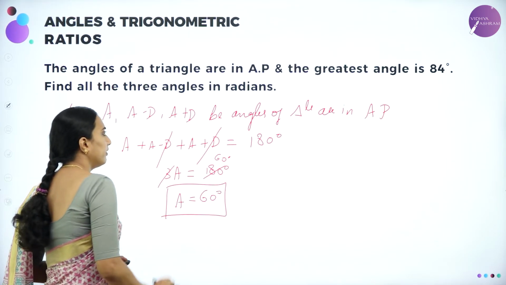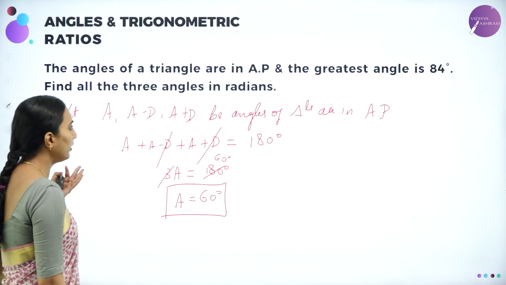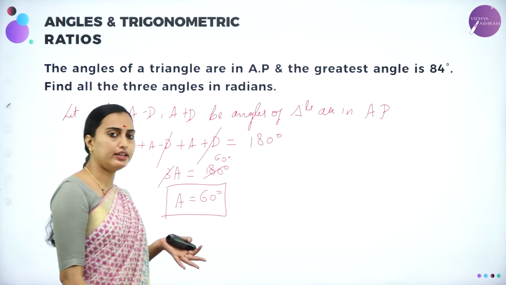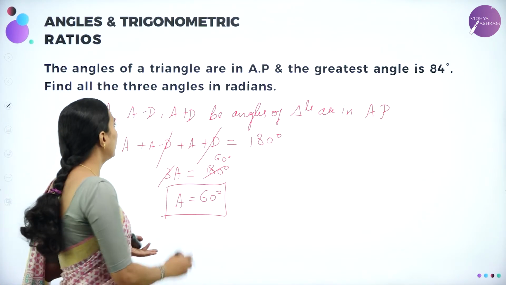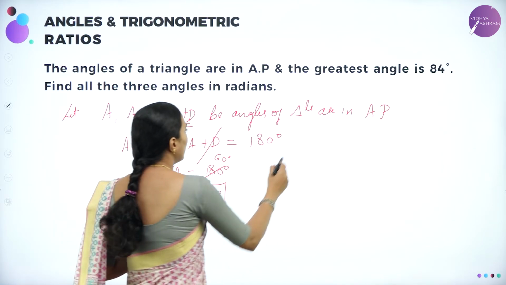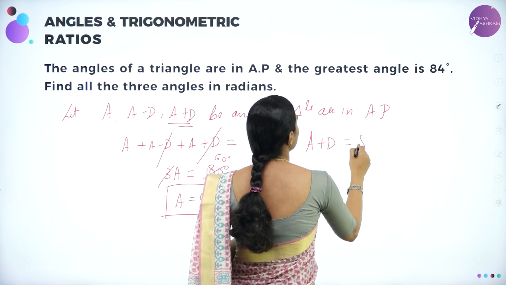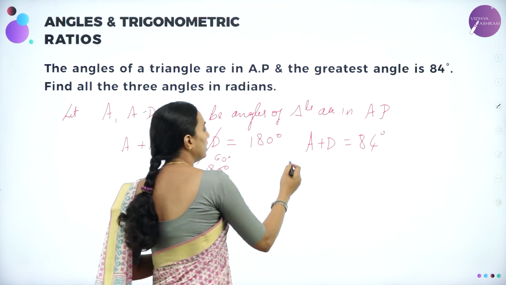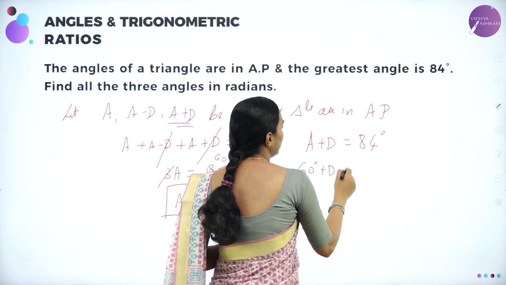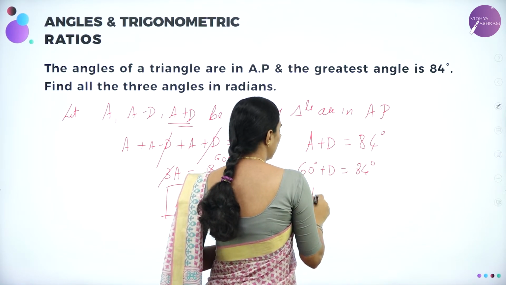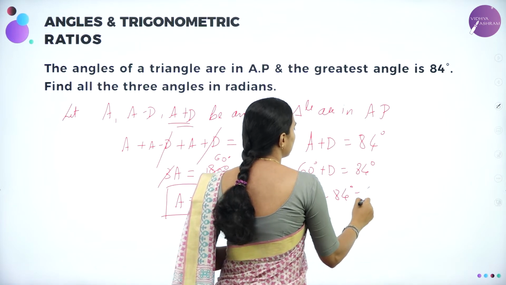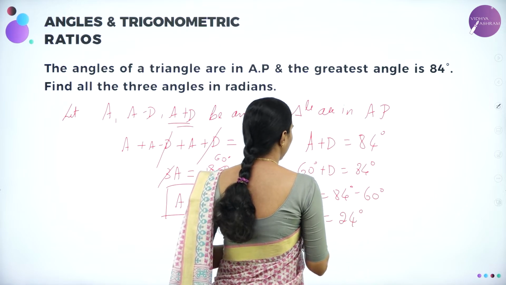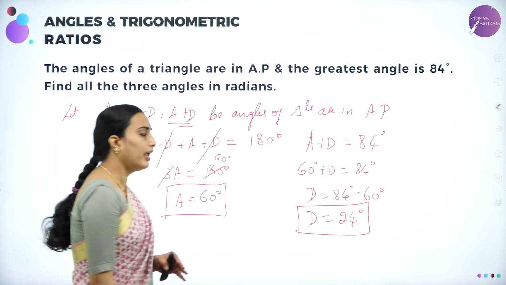Then they have given that, we have found out A is 60 degree, the greatest angle is 84 degree. So greatest angle is nothing but A plus D, which they have given as 84 degree. We know that A is equal to 60 degree, substituting here 60 degree plus D will be equal to 84 degree, otherwise D will be equal to 84 minus 60 degree. So D will be equal to 24 degree. Now, D is 24 and A is 60 degree.